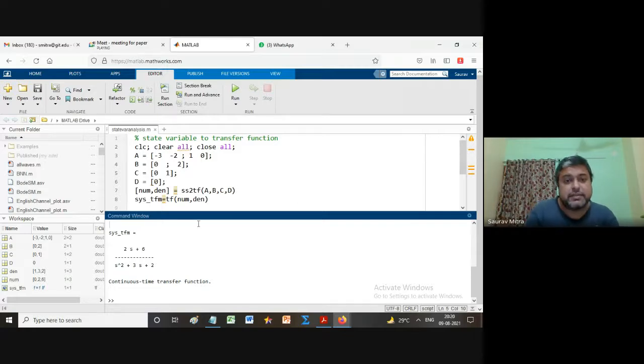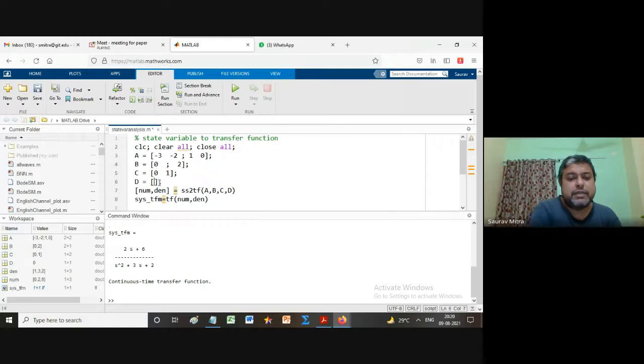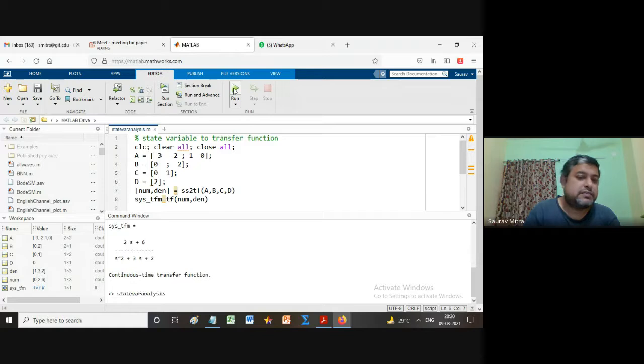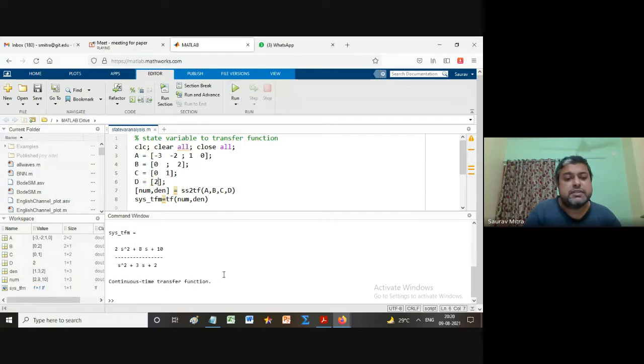The first very important thing to see is that the D matrix is equal to 0. Even if we make the D matrix something else, it is not going to change the characteristic equation, it will only change the transfer function. The characteristic equation is always the same, s square plus 3s plus 2. That means (s plus 1) into (s plus 2), so there are two roots, s equals minus 1 and s equals minus 2. So the system is perfectly stable.